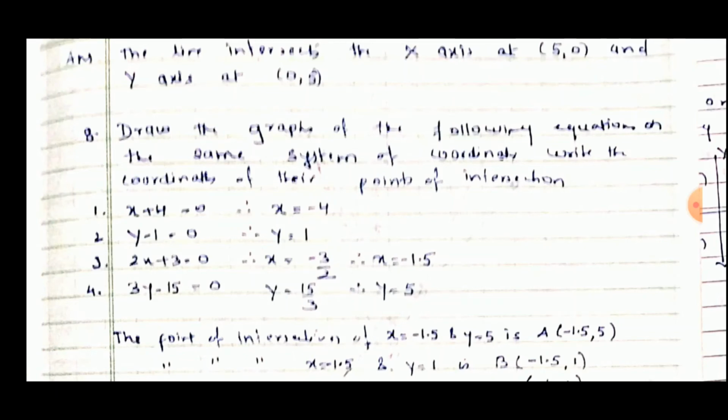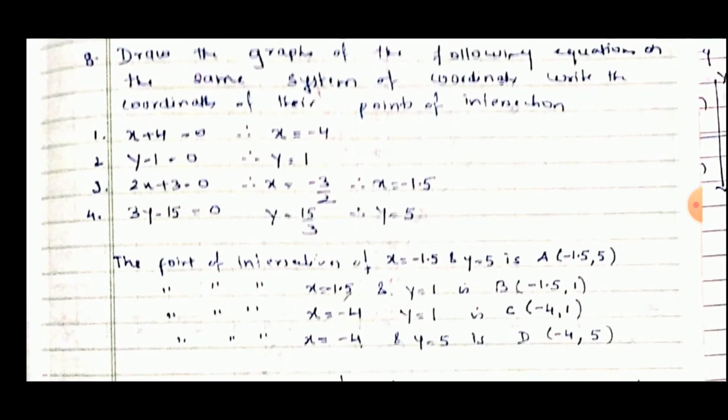3y minus 15 equal to 0, so y is equal to 15 upon 3, therefore y is equal to 5. The point of intersection of x is equal to minus 1.5 and y is equal to 5 is A(-1.5, 5). The point of intersection of x is equal to minus 1.5 and y is equal to 1 is B, that is (-1.5, 1). So just write down the value of x and y as a paired coordinate.